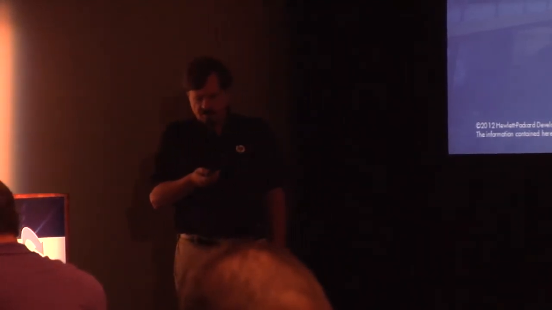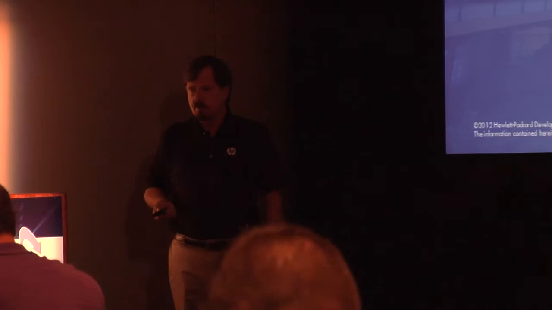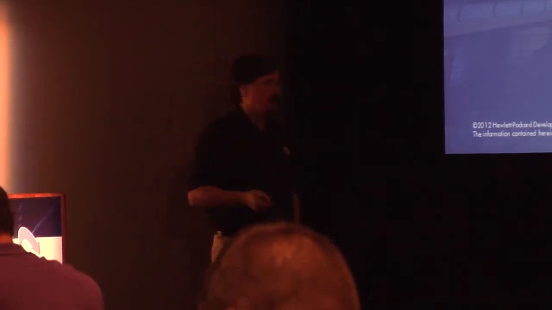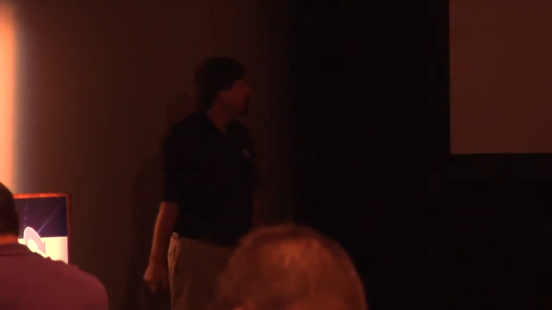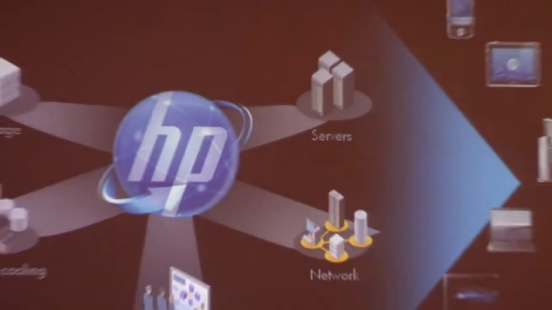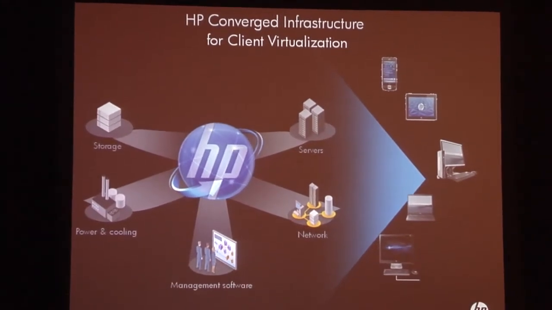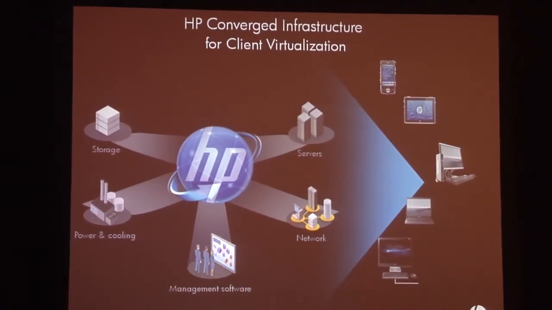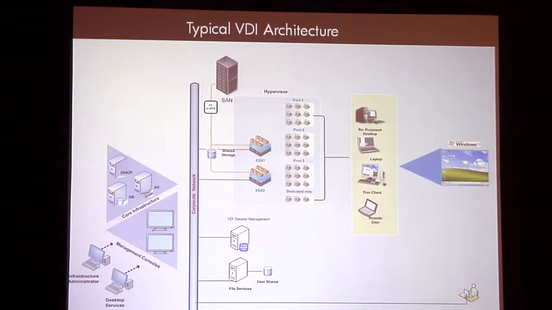So I actually have two little presentations here, one little one to start off with and then a longer one. So I'll just start clicking through this if I have the clicker button. By HP law, I'm required to show you the converged infrastructure slide. If you haven't sat through an HP presentation and have not seen this converged infrastructure slide, you must have been asleep. So anyway, I put this diagram together a few years back around what a typical VDI architecture looked like.